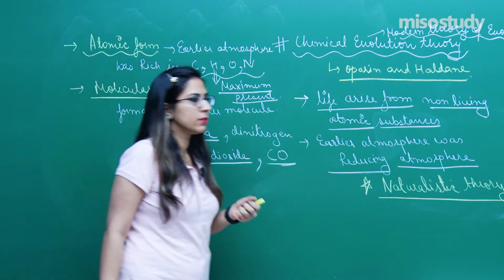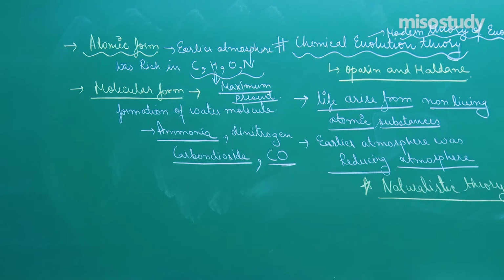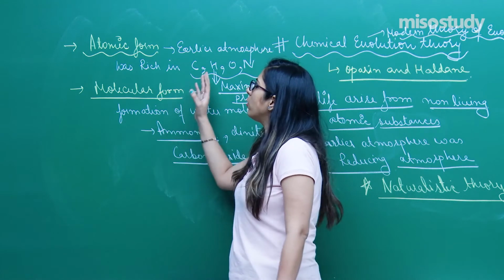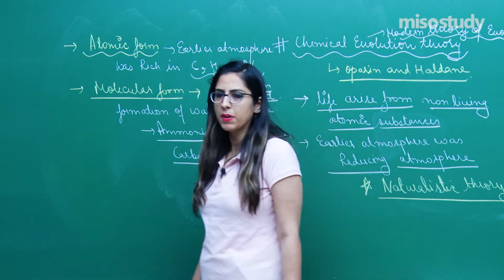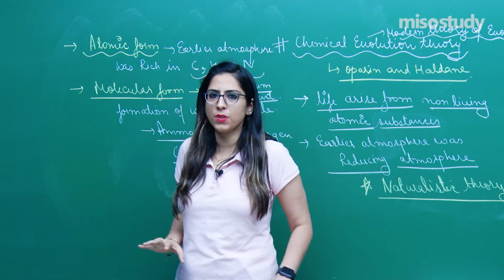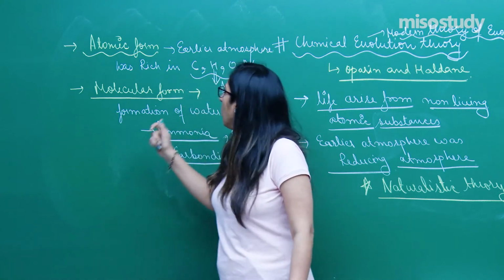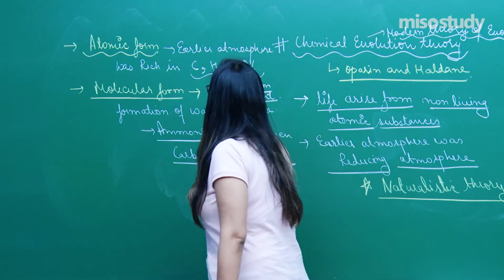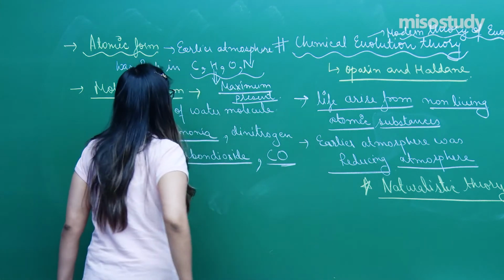Students, note down this. Hope you have noted down this. First of all, we have discussed the presence of atomic forms. All the gases, all the substances were present in atomic forms. What were those atomic forms? The carbon, hydrogen, oxygen and nitrogen. Out of this, hydrogen is present in maximum amount.